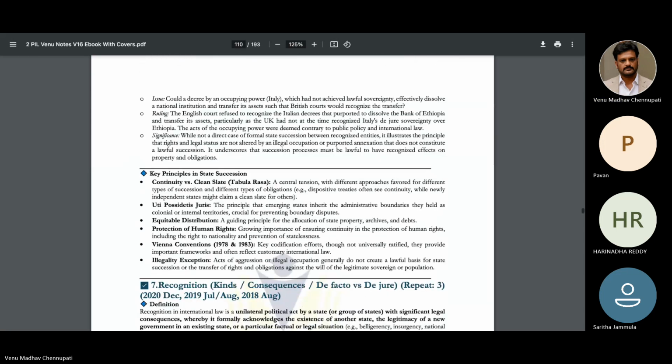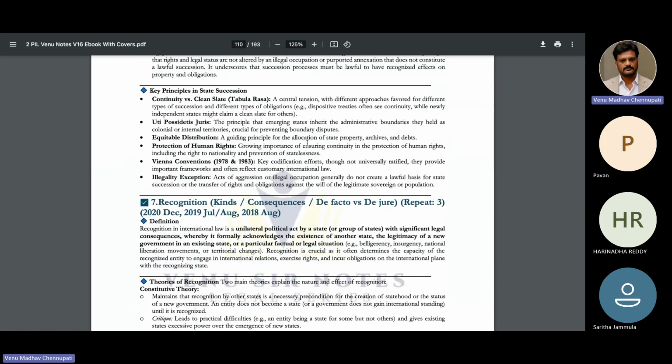Okay. So broadly, the key principles: continuity versus clean slate, a central tension, with different approaches favored for different types of succession and different types of obligations. And then you have to remember uti possidetis juris, the principle that emerging states inherit the administrative boundaries they held as colonial internal territories, crucial for preventing boundary disputes.